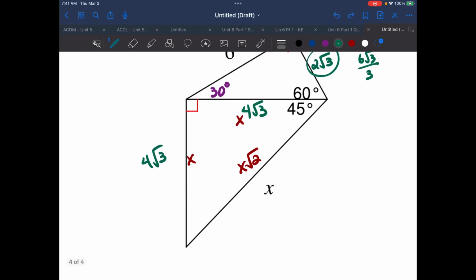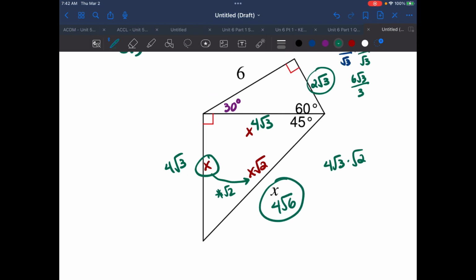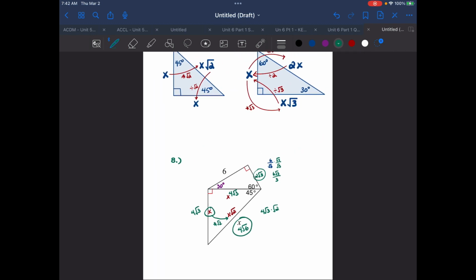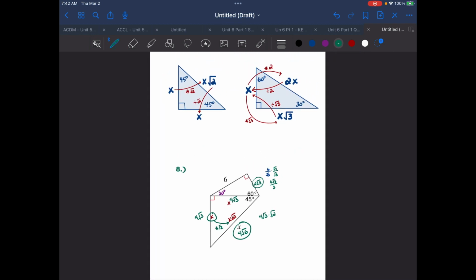Finally, what do we do to the legs in a 45-45-90 to get the hypotenuse? Well, we multiply by radical 2. So we have to take 4 radical 3 times radical 2. So guys, what do we get? Well, 4 radical 3 times radical 2 gets us 4 radical 6. All right, so the purpose of this video was to introduce and practice 30-60-90, but also help us not forget our 45-45-90 rules.